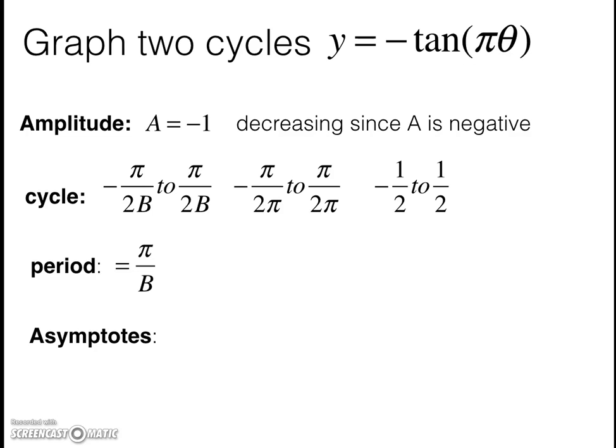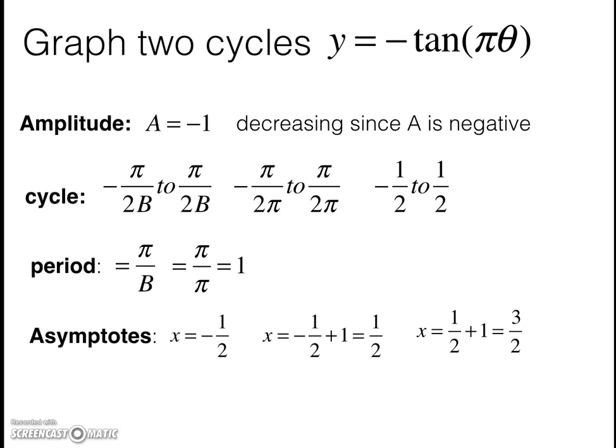The period is pi over b. When we plug in our b value of pi, we're going to get a period equal to 1. The first asymptote is going to be where the cycle starts. For the next asymptote, you're going to add the period, so negative 1/2 plus 1 gives our second asymptote of 1/2. To find the next asymptote, we add 1 again, so 1/2 plus 1 equals 3 over 2.